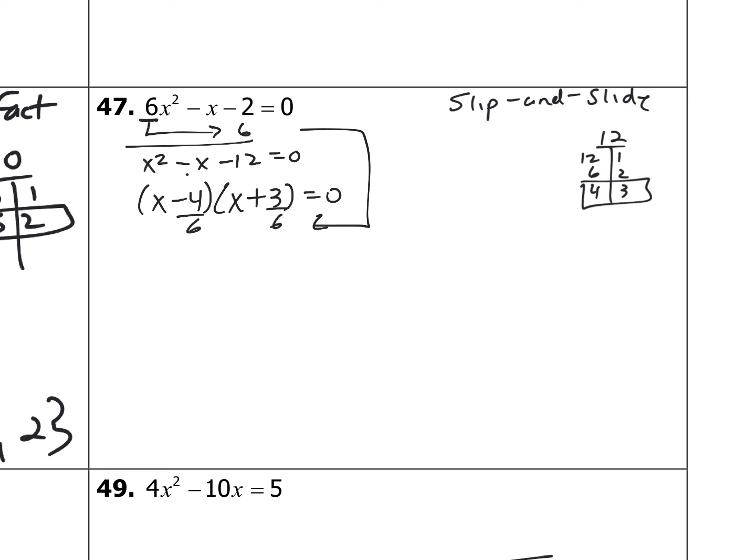Divide by 6. And both of these fractions I need to simplify. This one will simplify to 2/3, and this will simplify to 1/2. And then I have to slide that remaining denominator in front of the variable. So I get (3x minus 2)(2x plus 1) equals 0. And almost done. Set each binomial factor equal to 0 and solve for x.